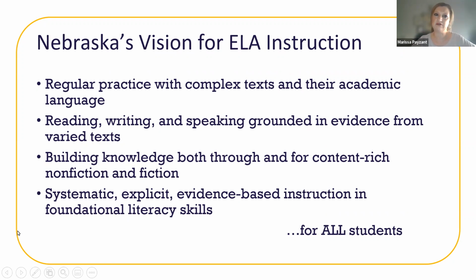We do have a statewide vision. This is part of that vision. We want students to have regular practice with complex texts in their academic language. So we want an abundance of reading and writing about content. We want kids to have access to a lot of different kinds of texts. Diverse sets of texts, complex and rich texts, informational, literary. We just want to see students engage with a lot of different types of reading. We want that reading, writing, and speaking to be grounded in evidence from different kinds of texts. We want students to build knowledge with those texts. And then for our emergent readers, we want to make sure that they have instruction that is systematic, explicit, and based on those foundational literacy skills that we know are so important.